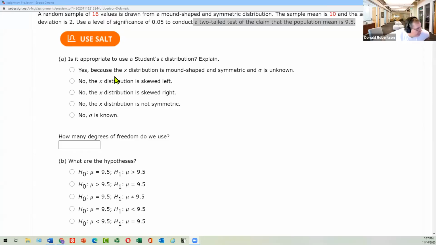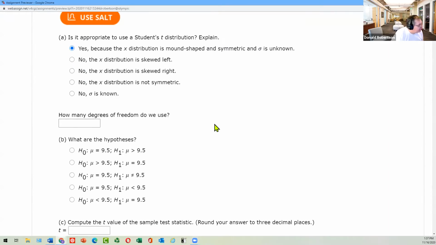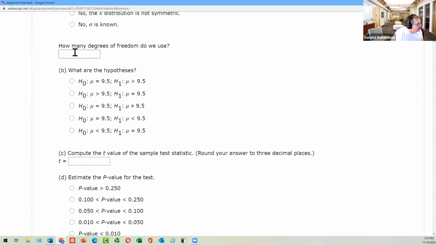And is it appropriate to use the student t distribution? That's what we call, you know, the t guy. Like Z is called the normal distribution, t is called the student t distribution. And yes, because it's mound-shaped. How many degrees of freedom? Right, this guy had 16 data points, so 15 degrees of freedom. Can we pick that one as the null alternate hypothesis?